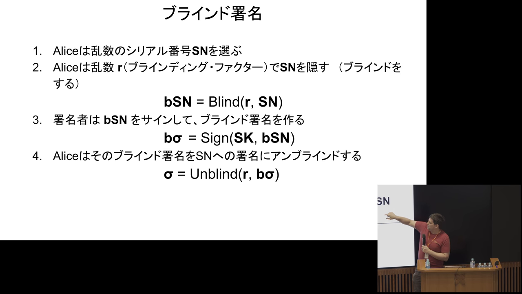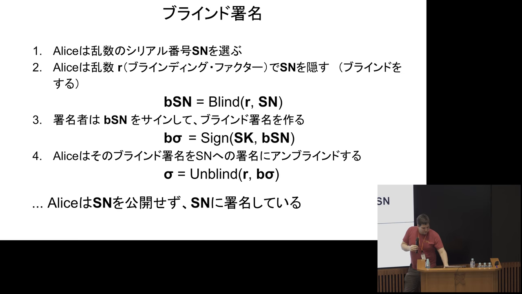Alice gets the blind signature back, and she has a function, unblind. And since she knows R, she can unblind the signature and get the real signature back. And now Alice has a signature on the serial number, but she's never actually revealed what the serial number is to the signer. The signer knows it signed something, but it doesn't know what it signed.